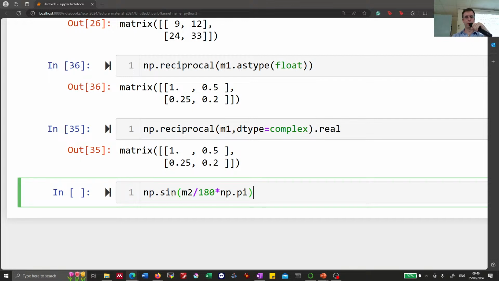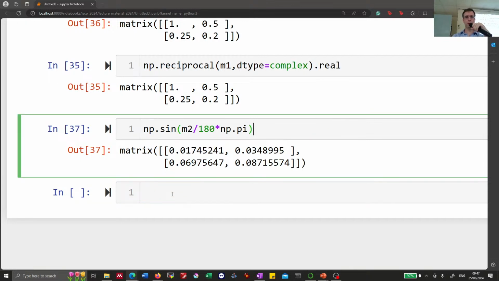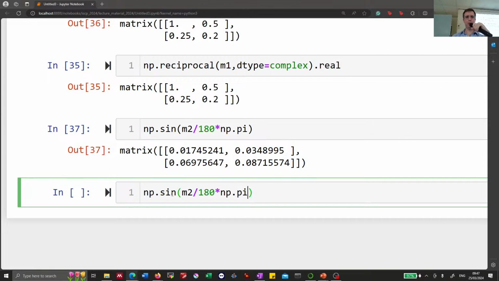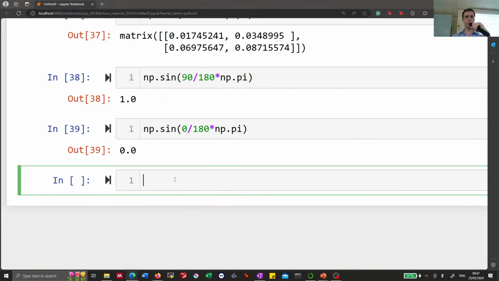So far, so good. NumPy. Actually, I don't want to have the matrix. I just want to check if this is really working. So I put 90 degrees here, and then I get 1, right? I put 0, and I get 0. Okay, so there's my sine function.